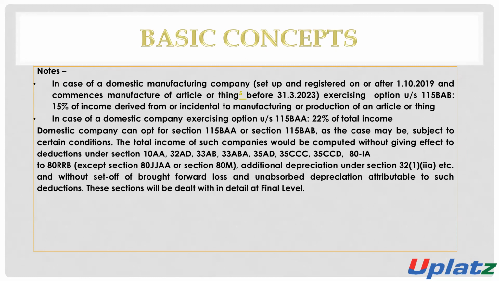In the case of a domestic company which is exercising the option under section 115BAA, the tax rate will be 22% of total income. Under section 115BAB, the tax rate will be 15%. So 22% of total income applies when a domestic company adopts section 115BAA or section 115BAB, as the case may be, subject to certain conditions.